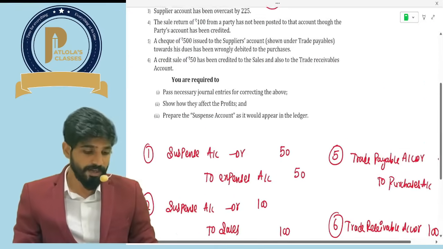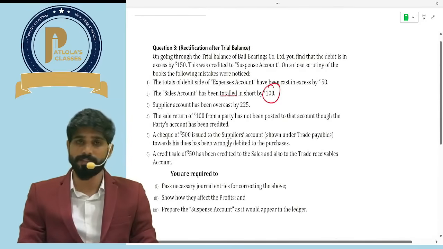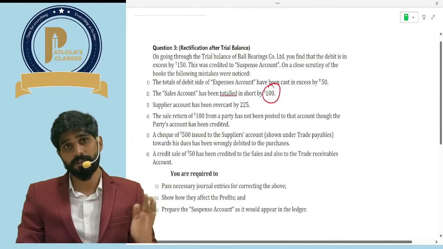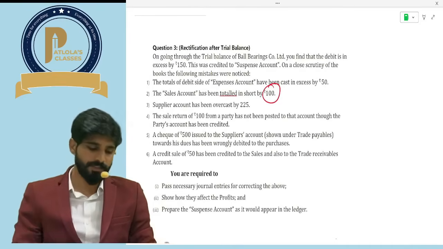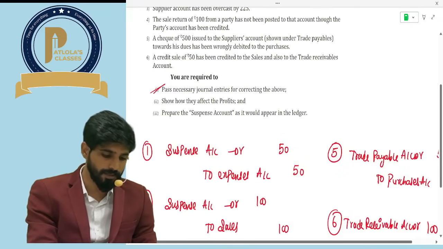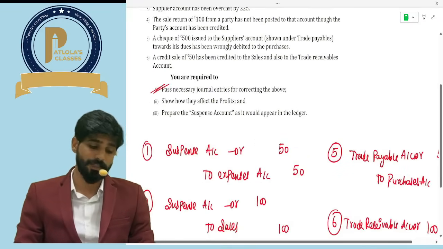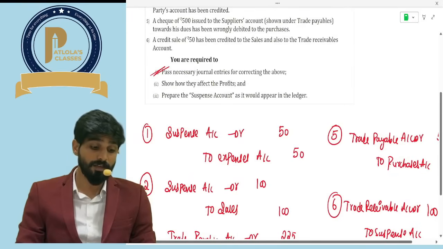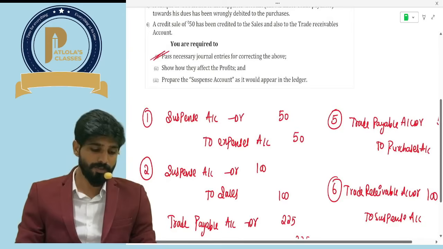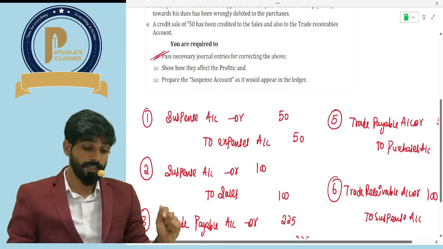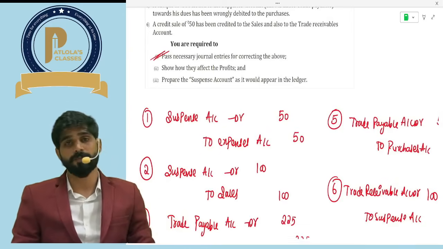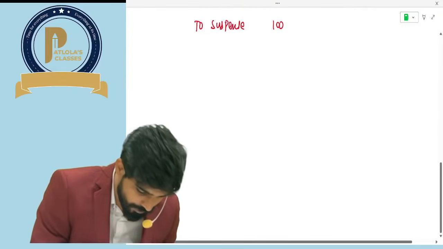Chalo. We have passed rectification entries for all the transactions, and that too we know we are doing rectification after trial balance before financial statements are prepared. What all are they asking? They are asking you to pass necessary journal entries. Are we done with journal entries? Yes. Next, they are asking how the profits will be impacted. Leave that for now. We will come back to how it will affect the profits. Let us see the third one. They are asking us to prepare a suspense account. Chalo, let us prepare a suspense account.